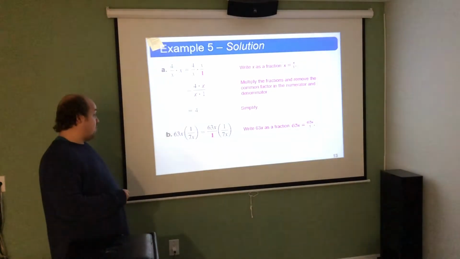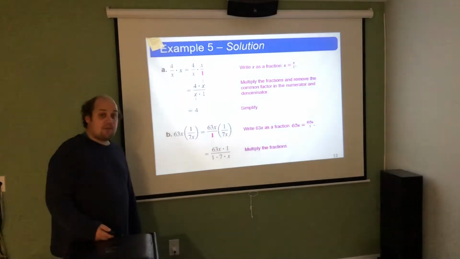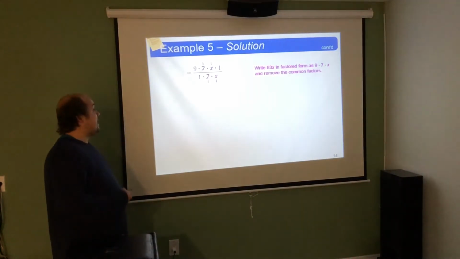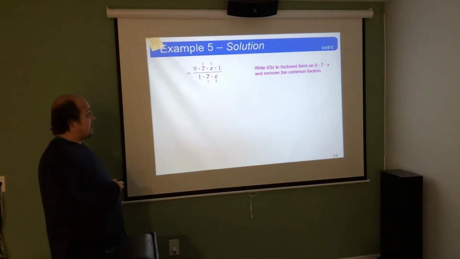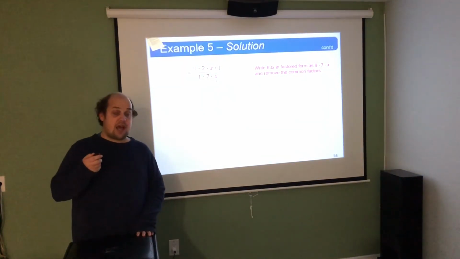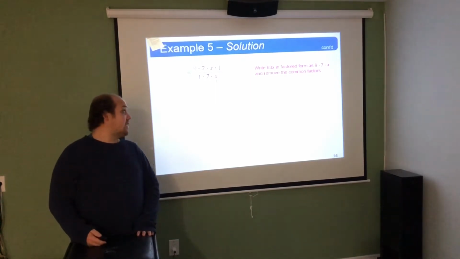When I do this for 63x times 1 over 7x, it becomes 63x over 7x. The x's are a common factor that I can reduce, and also 63 can be written as 9 times 7. So once I write it as 9 times 7, I see that there's a 7 on top, a 7 on bottom. As I said, there's an x on top, x on bottom. So really all that's left on top is this 9. All that's left on bottom are the ones that get left over. So it becomes 9 divided by 1, which is just equal to 9.